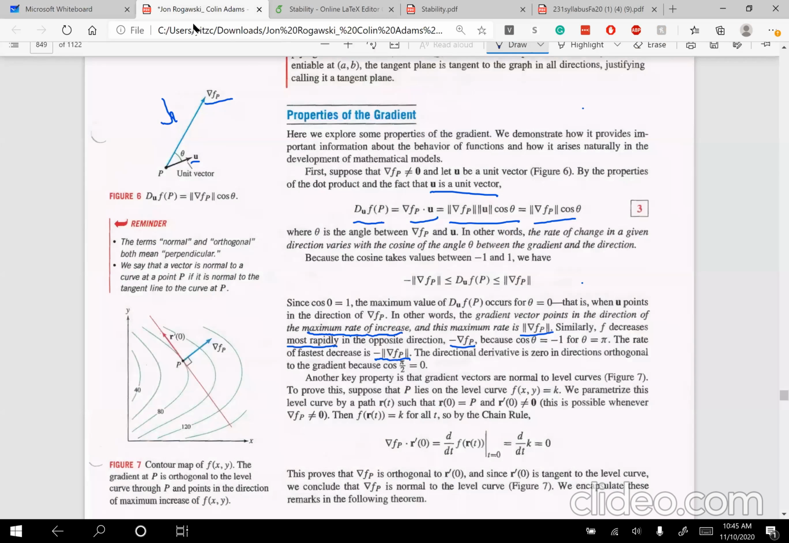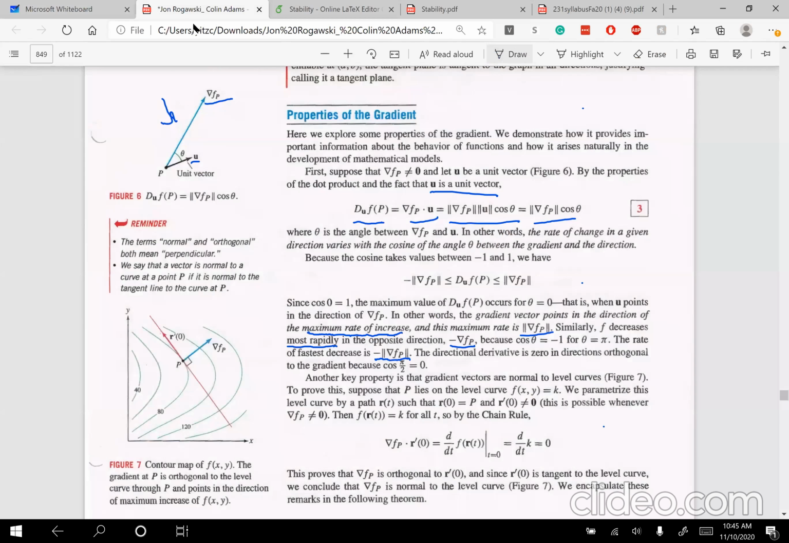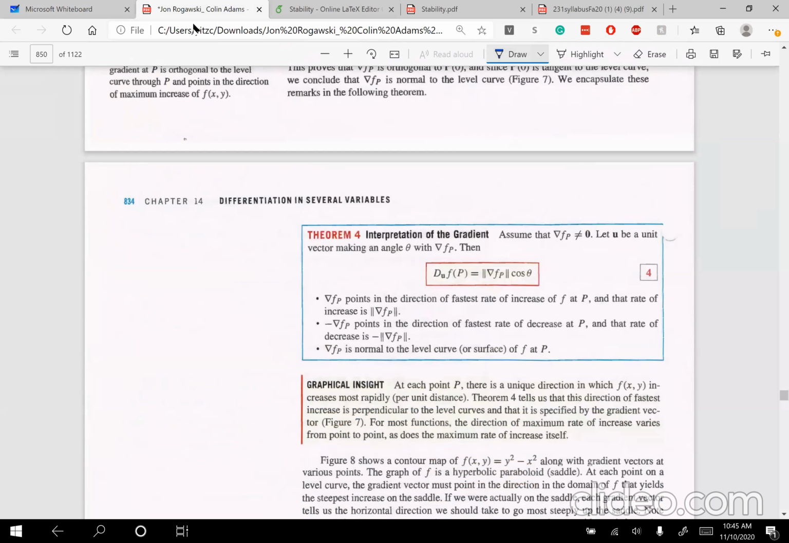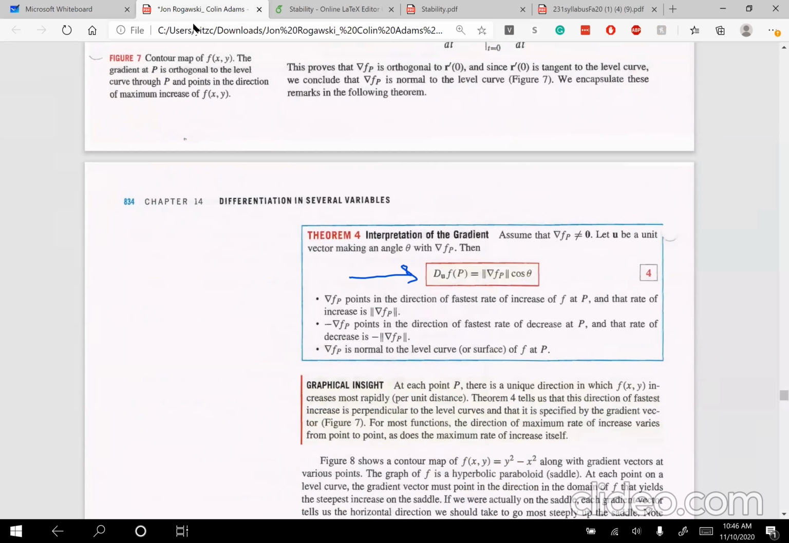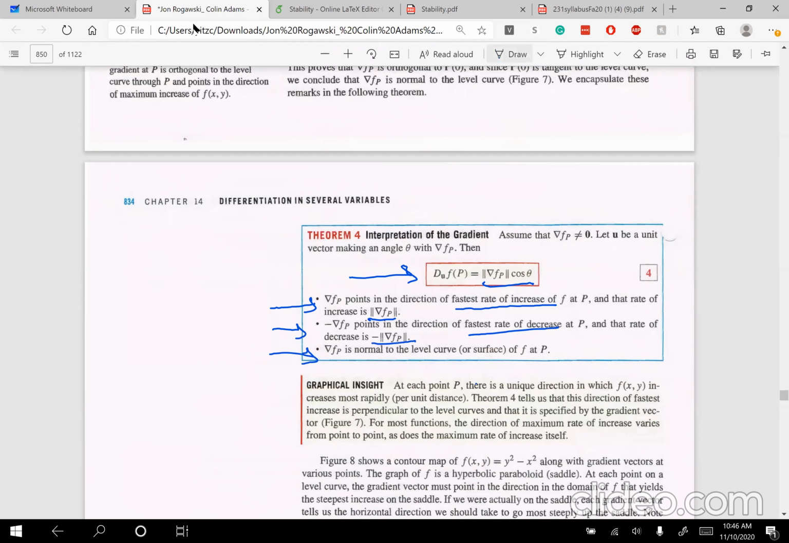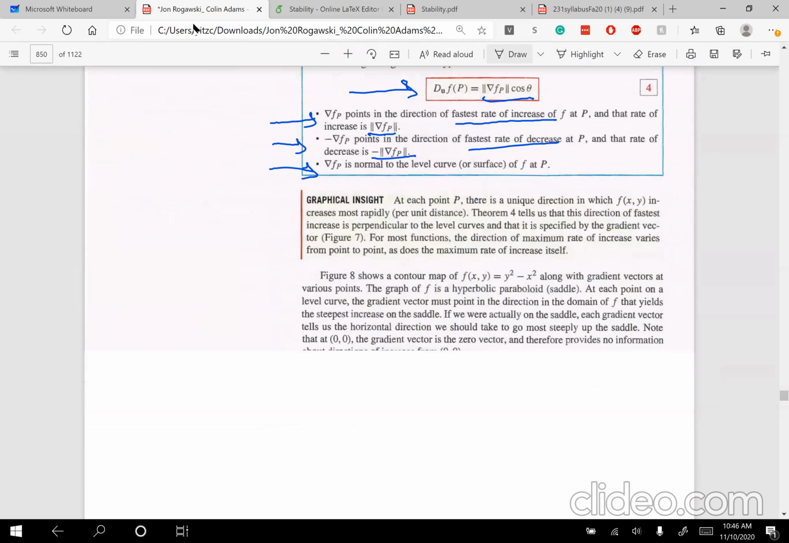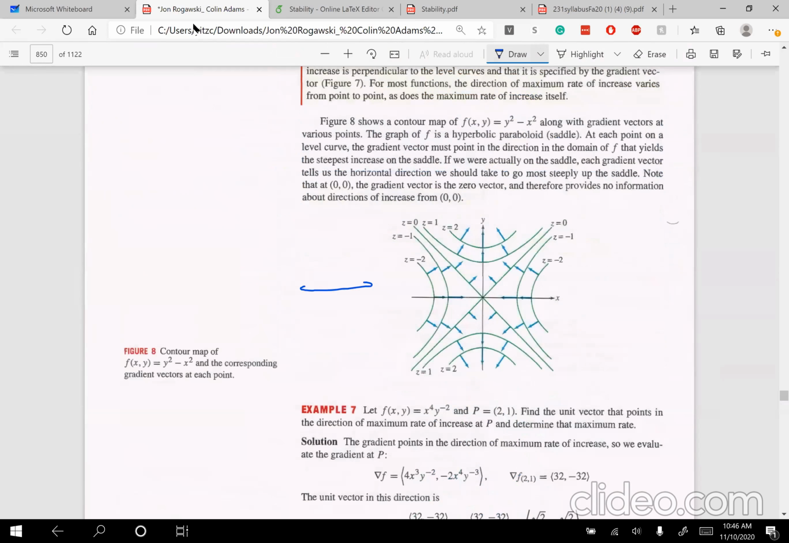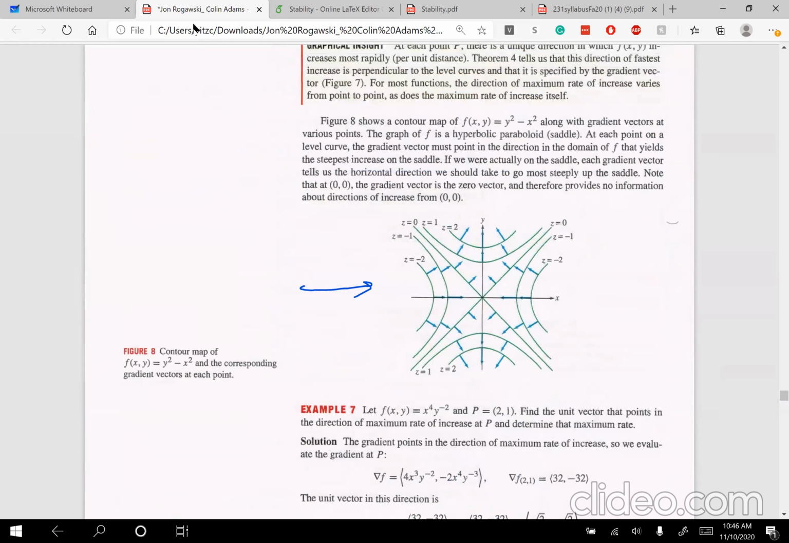Okay, I'm going to skip this, so let's go through this again. The directional derivative of f in the direction u is the same as the magnitude of the gradient times cosine of theta. The gradient points in the direction of fastest rate of increase, and that increase is the magnitude. Its negative points in the direction of fastest rate of decrease, and the rate of decrease is the negative of the magnitude. And like we said, the gradient is normal to the level curves of the surface of f. Here we have a picture where all the gradients are indeed orthogonal to the level curves.